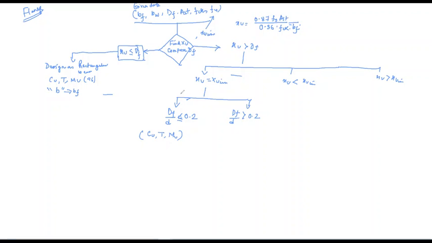ठीक है, अगर DF by D ग्रेटर देन 0.2 हो गया तो we can find out CU, T, MU, पेज नंबर 97 में दिया है। दिस इज गिवन इन 96। क्या चेंजेस आएंगे यहाँ? YF टर्म आ जाएगा। ठीक है, you have to determine the YF.